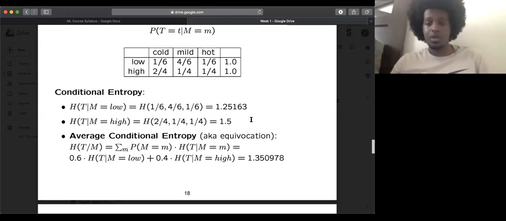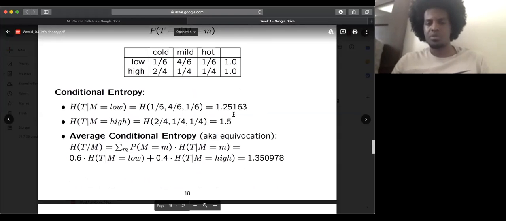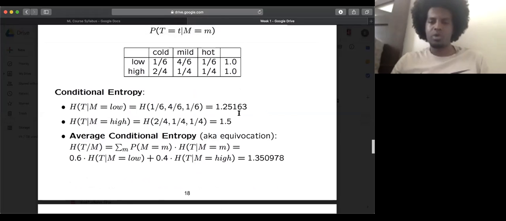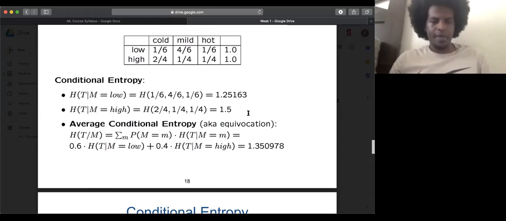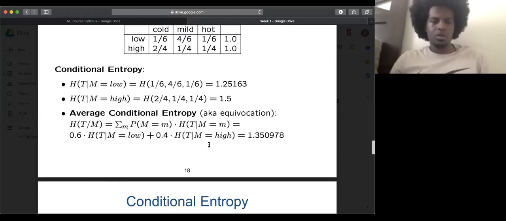The calculation is identical to finding the entropy. So it's just the sum of h of 1/6, the sum of h of 4/6, and the sum of all of those together. You're just taking p, which is 1/6, times the log base 2 of 1 over 1/6. So you just constrain to low and then you see. Yep, exactly.